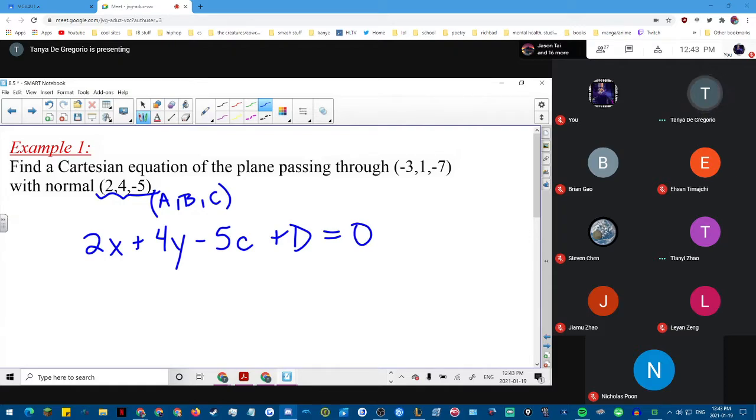And now, what can I do? Sub the point in. Excellent. Do you see what I did here, guys? Z instead of C. You got it. Okay, so what I can do now is just sub in an X, a Y, and a Z and solve for D.